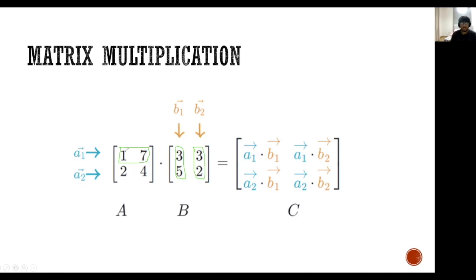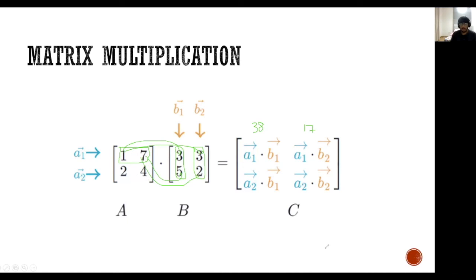What we do is we multiply 1 with 3 first. That's the first step that we do. And we multiply 7 by 5. So what we get is 1 into 3, which is 3, plus 7 into 5, which is 35. So this value over here would be 38. We do the same thing for this column right here. What we do is 1 into 3, which is 3 again, and 7 into 2, which is 14. So that leaves us with 17.